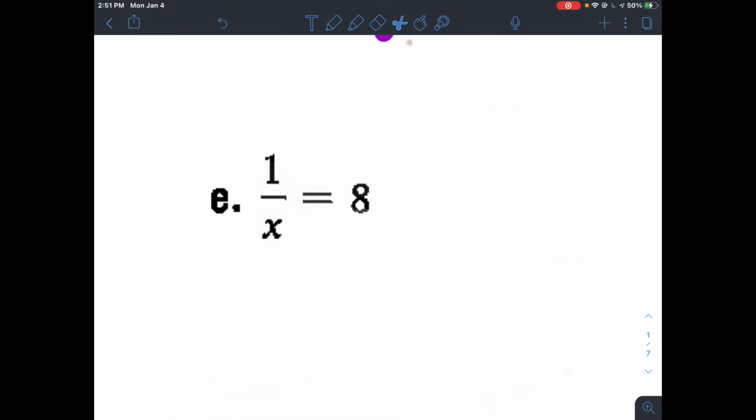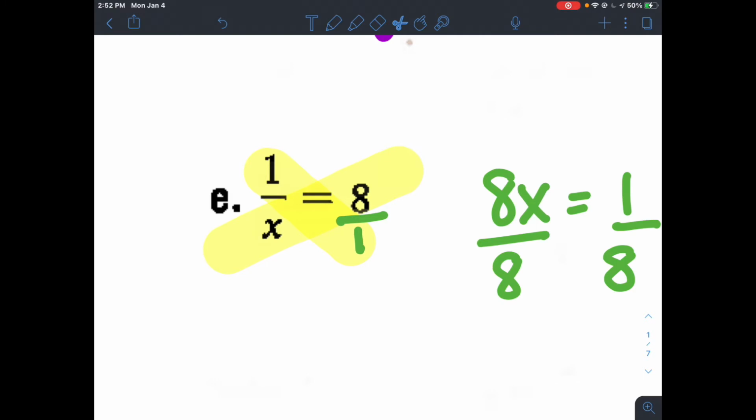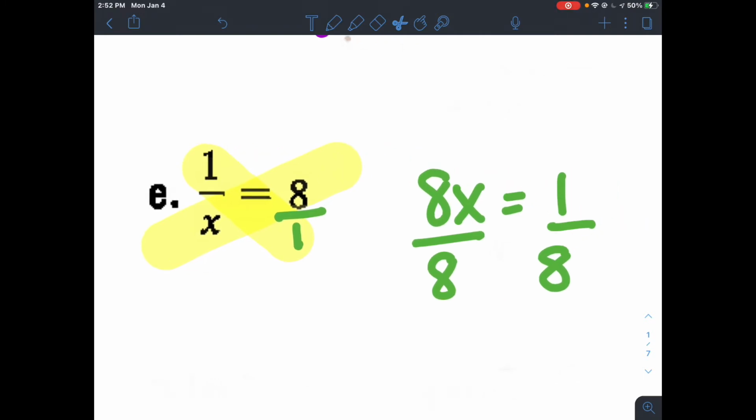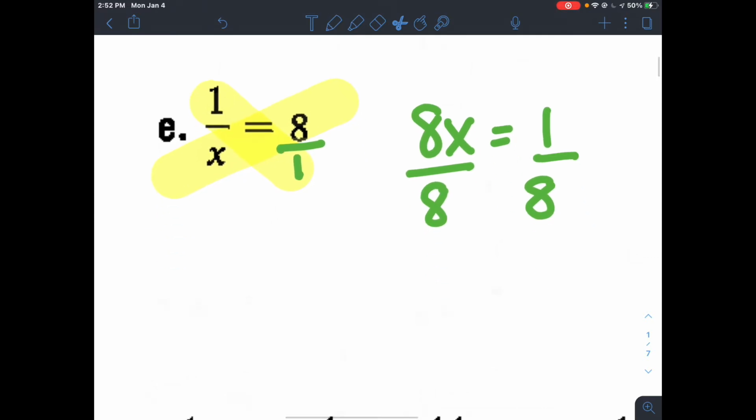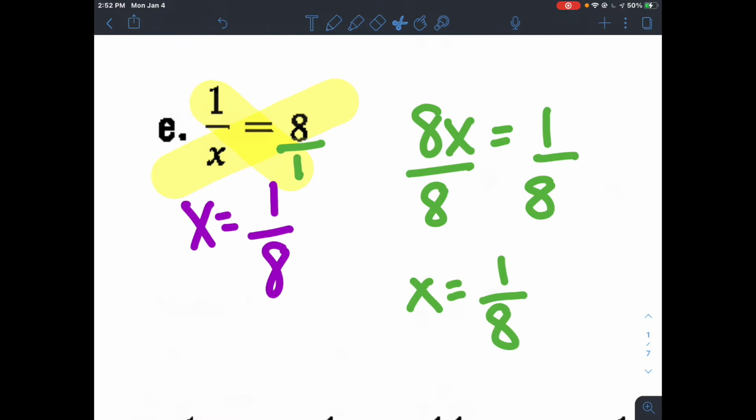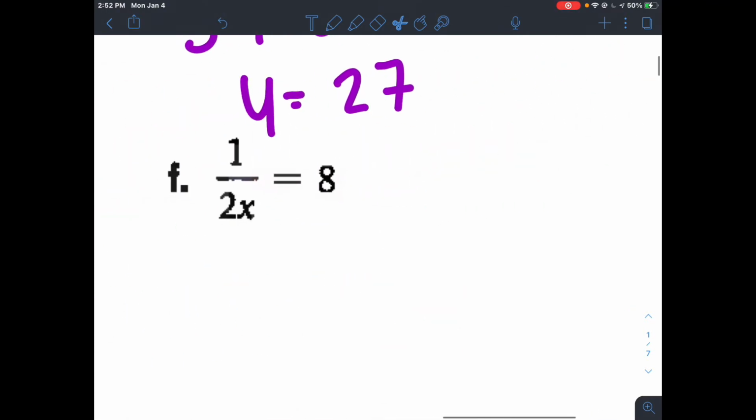Last little section here, E and F. These ones are dealing with fractions. I think the easiest way to solve fractions is to cross multiply, and to do that, I'm going to change that 8 into 8 over 1 so that I have two fractions, and then I can cross multiply. And I get 8 times x equals 1 times 1. And then I can divide both sides by 8. So I actually kind of combined all the little steps there together. Sorry about that if it got confusing. And then I'm left with x equals 1/8.